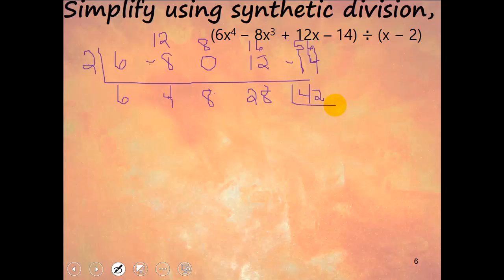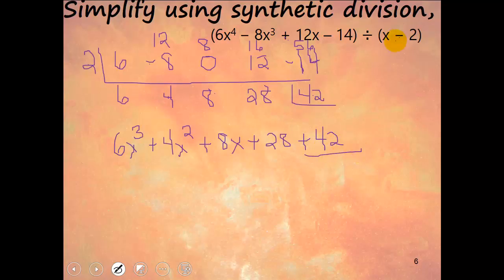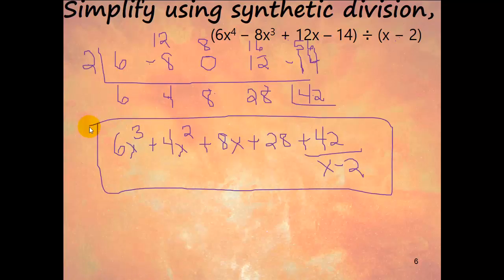Okay? So I started with x to the fourth. That means this quotient is 6x cubed plus 4x squared plus 8x plus 28 plus, see now this is not 0 anymore, right? This is a number. So this is plus 42 over your original binomial, x minus 2. And that's simplified using synthetic division. Okay?